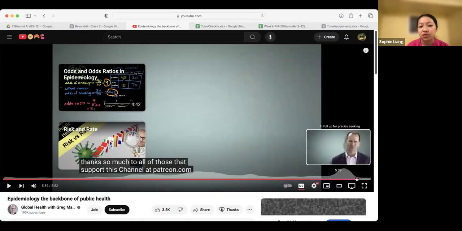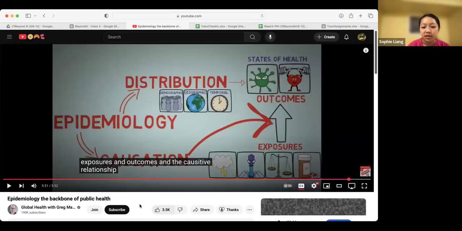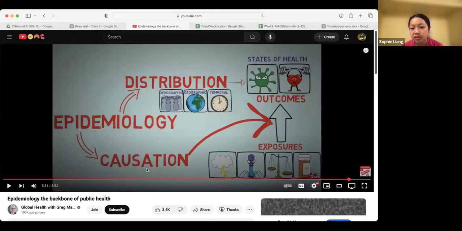Okay, let's look at that chart one more time. So I think it's a really good chart. It shows you the two branches, the descriptive and then the analytical one. And then exposures and outcomes are pretty important in public health. So exposures is like what a person is exposed to, for lack of a better word.